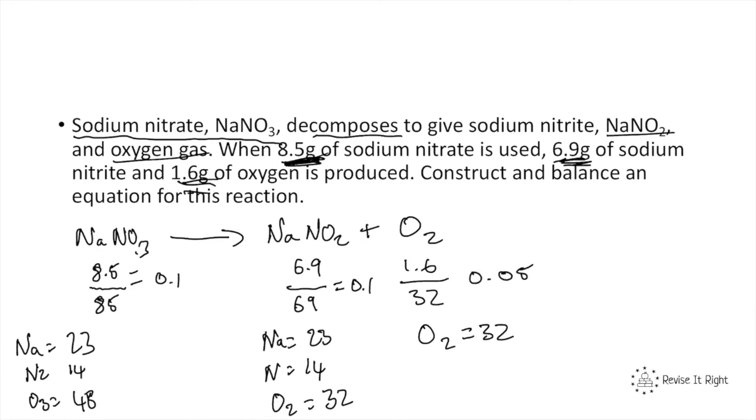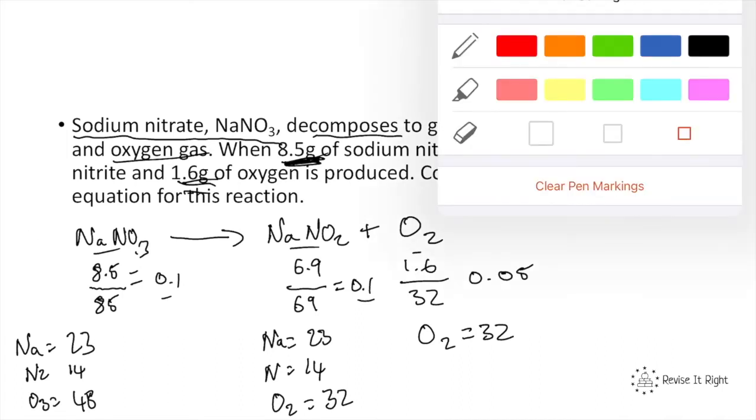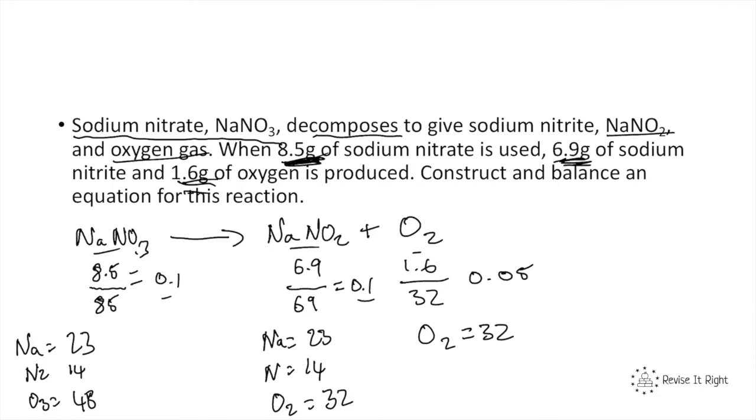What that tells you is that 0.1 moles of sodium nitrate reacts to give 0.1 moles of sodium nitrite plus 0.05 moles of oxygen. But when we're balancing equations, we can only deal in whole numbers. So we can't put 0.1 in front of that. We have to convert it into a whole number first. The easiest way to do that is to divide them all by the smallest number. Here 0.05 is the smallest number, so we divide them all by that. Now 0.05 divided by 0.05 is obviously just 1.